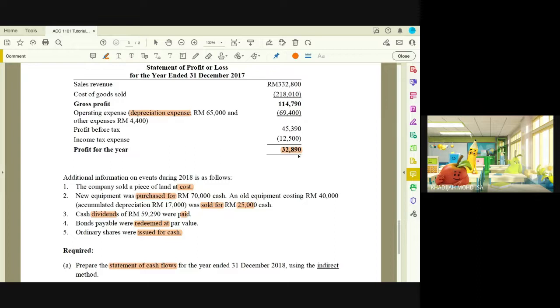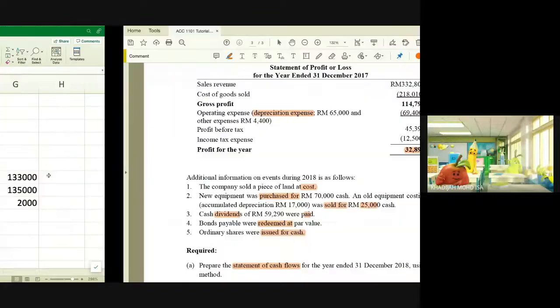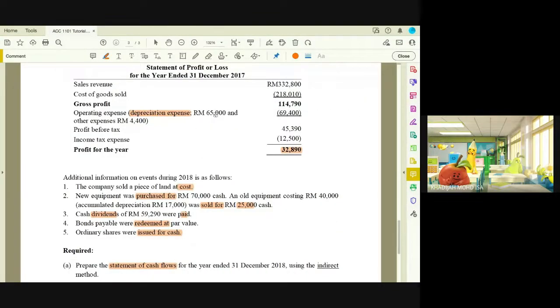So you start from 32,890, and then you adjust, in this case, for non-cash items. Right, the first one is the depreciation of 65,000. So plug in your 65,000 and add on. Yeah, because it's a non-cash item, so you add it back in your cash flow. So you add the 65,000.